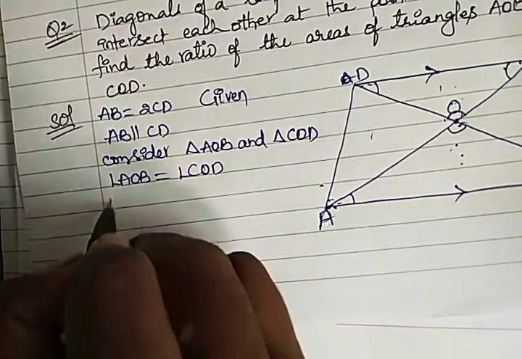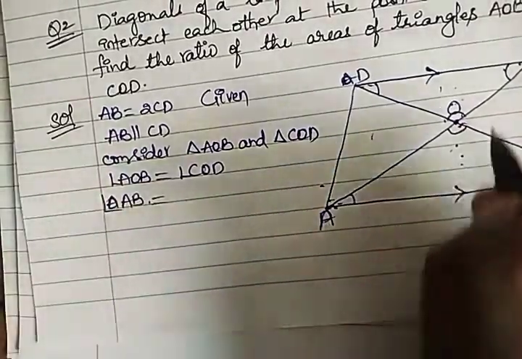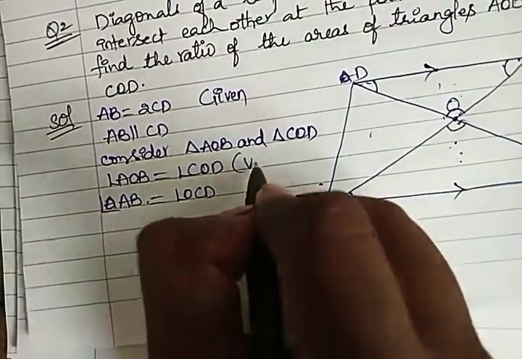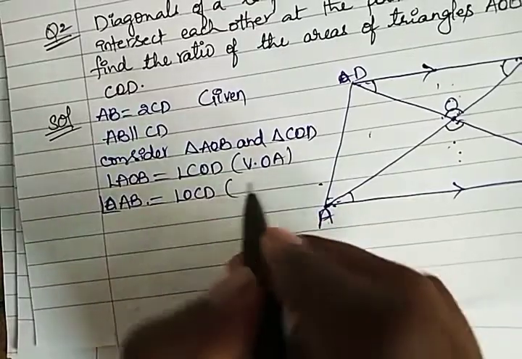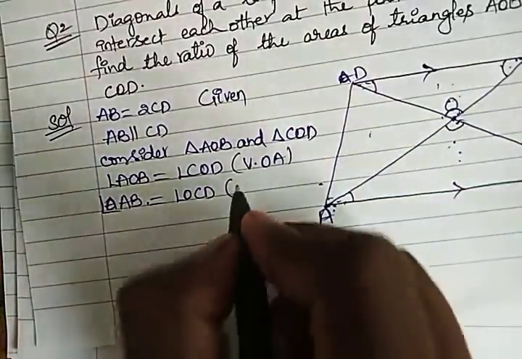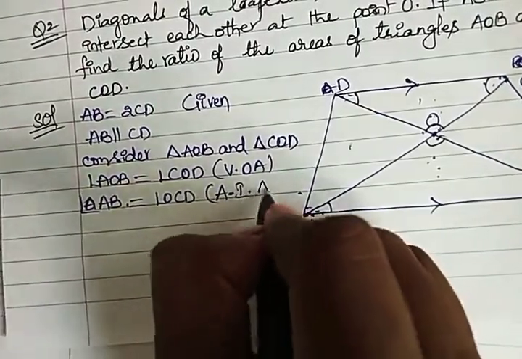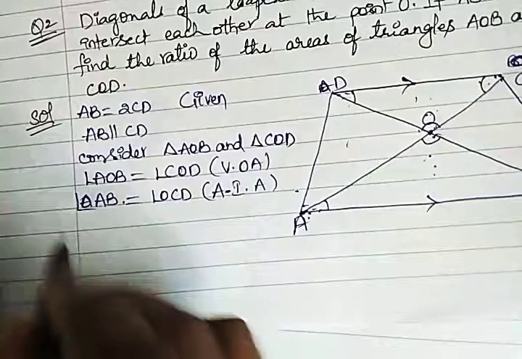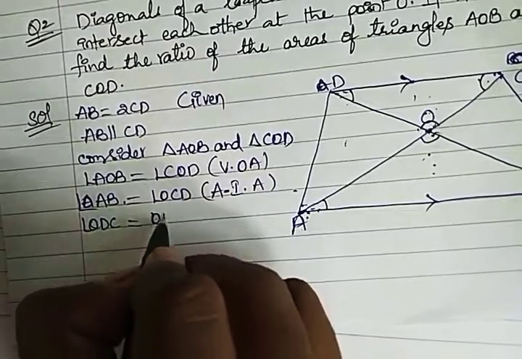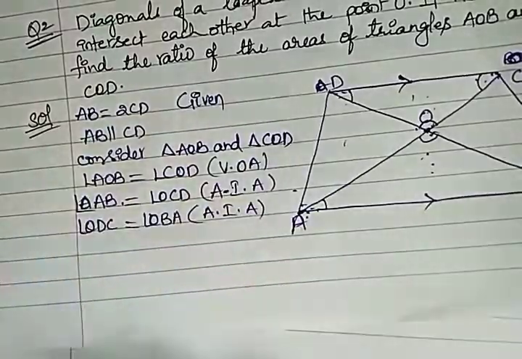Then angle OAB is equal to angle OCD. This is vertically opposite angles, and this is alternate. DC and AB are parallel. AC is transversal. These two are alternate interior angles. They both are alternate interior angles. Same, angle ODC is equal to OBA. They are also alternate interior angles.